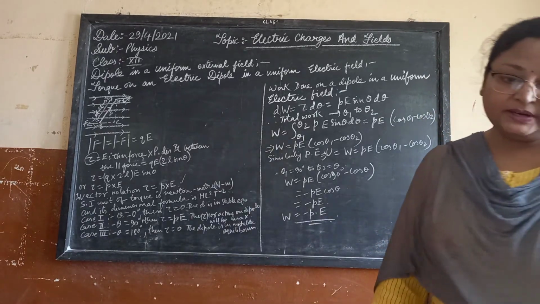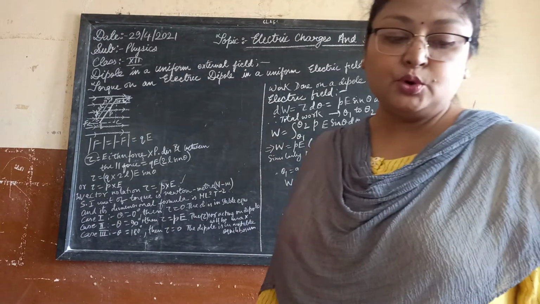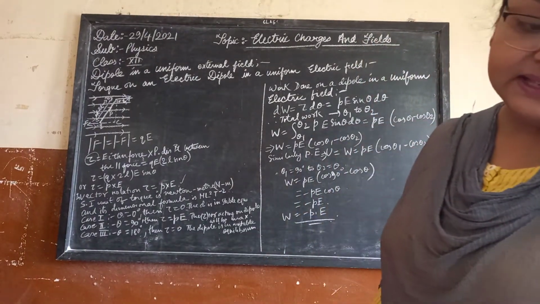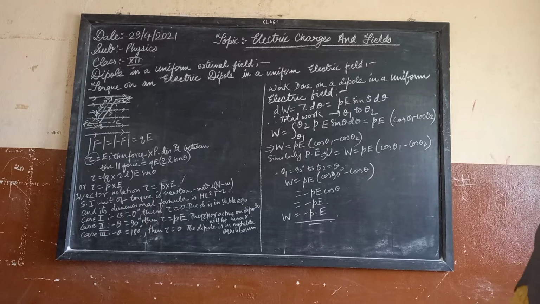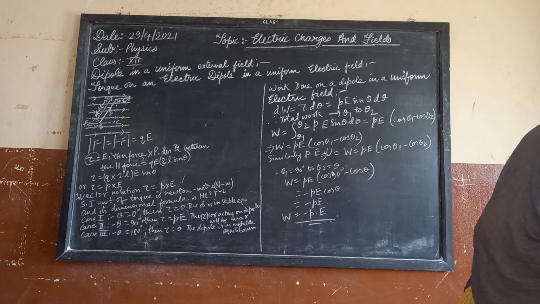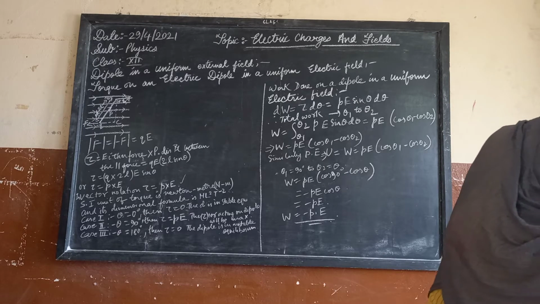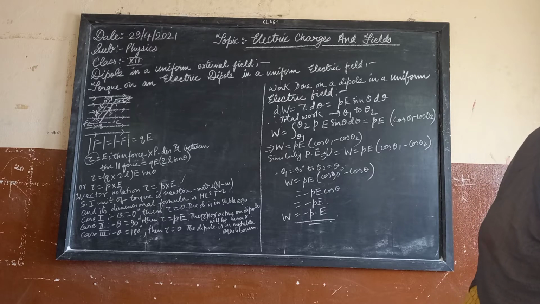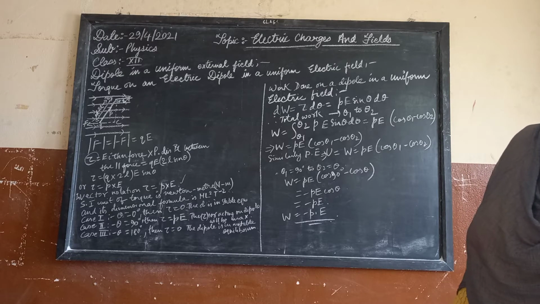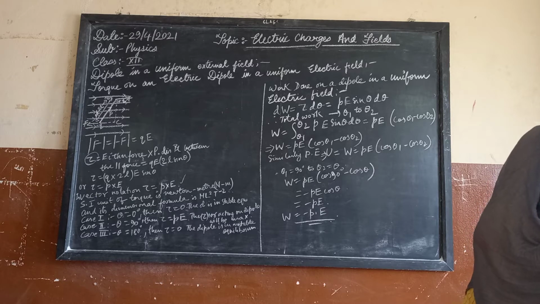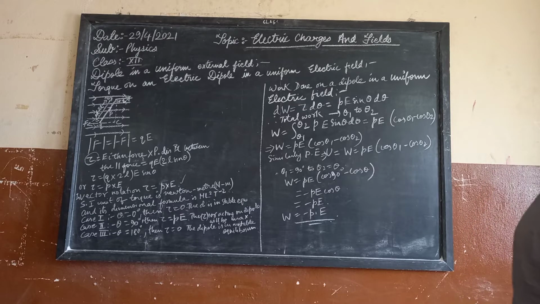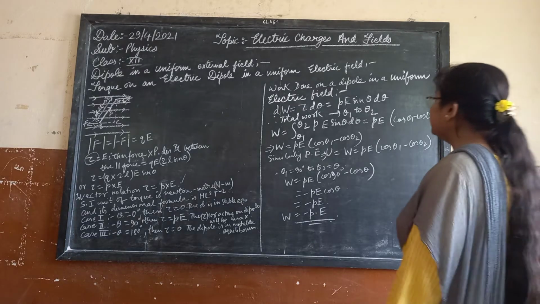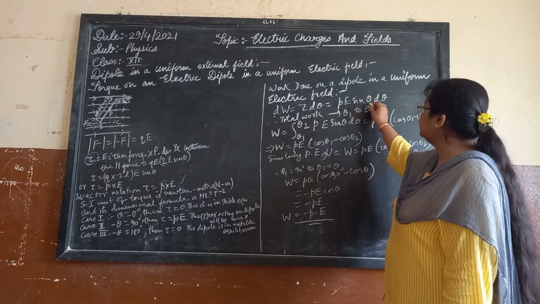Now, work done on a dipole in a uniform electric field. When an electric dipole is placed in a uniform electric field, it experiences torque and tends to align itself so that it attains stable equilibrium. A small amount of work done in rotating the dipole through a small angle d theta against the torque is given by dW equals tau d theta, that is, PE sin theta d theta.